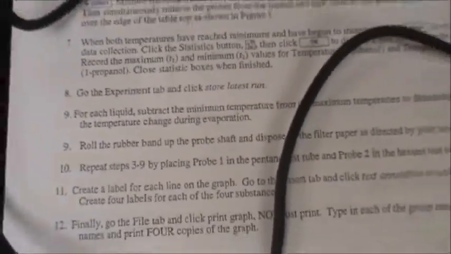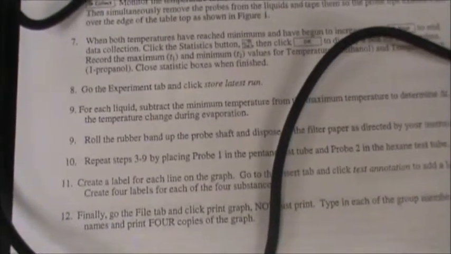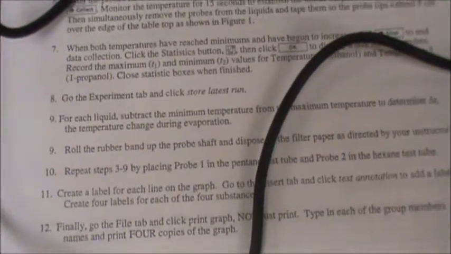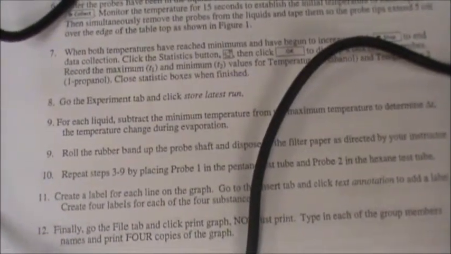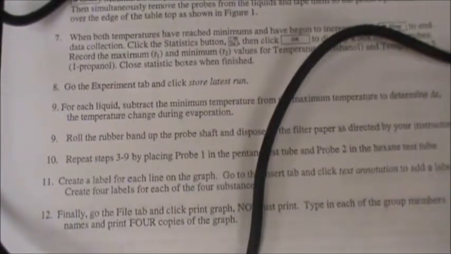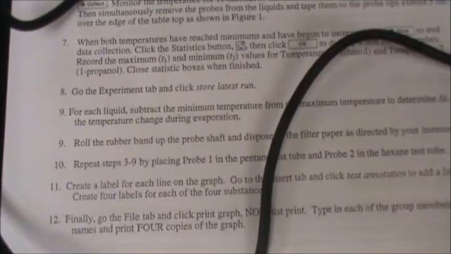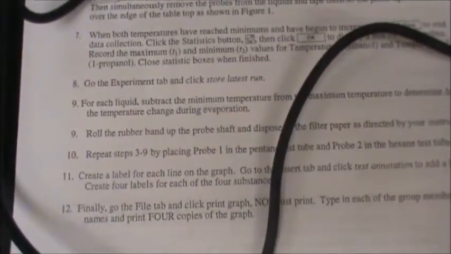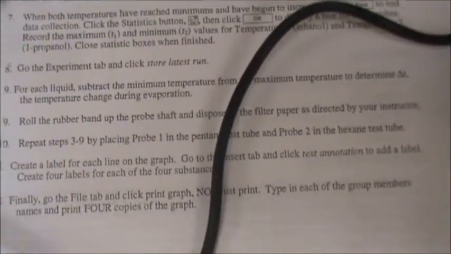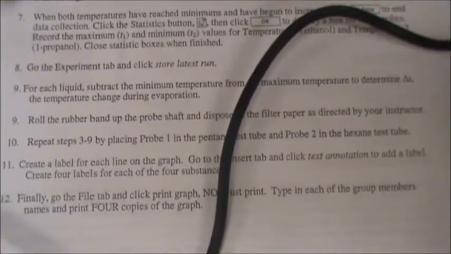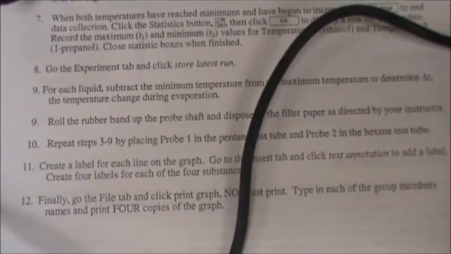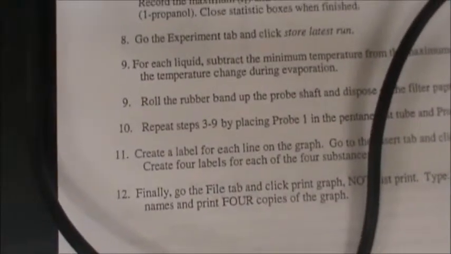For you, you're going to read step number 9, where it says for each liquid subtract the minimum temperature from the maximum temperature. You should do that on your own. Then it says roll the rubber band up. Yep, I did all that. We're going to repeat steps 3 through 9 for the pentane and the hexane. So I'm going to put my probe number 1 and probe number 2 into the pentane and the hexane respectively, and we're going to repeat steps 3 through 9.